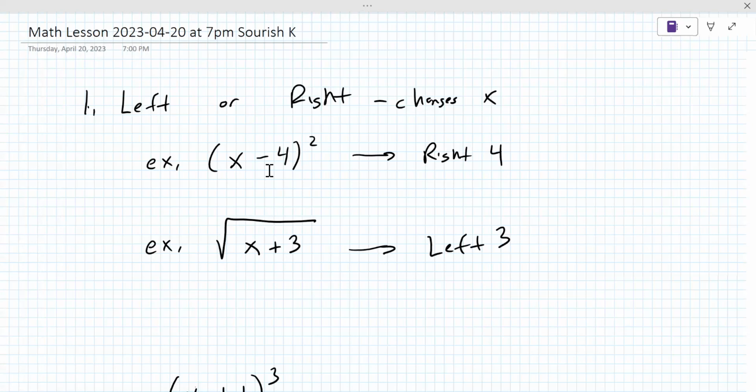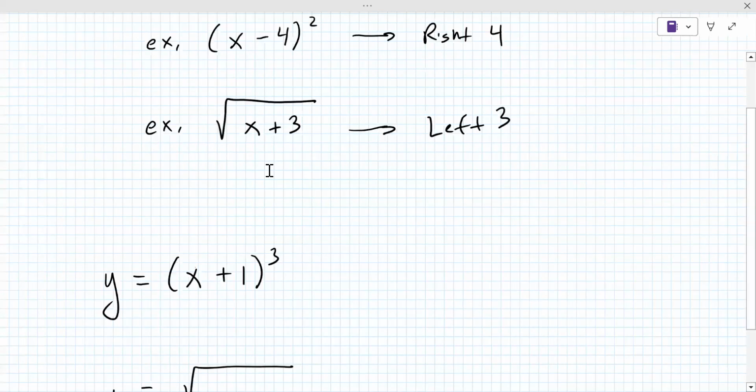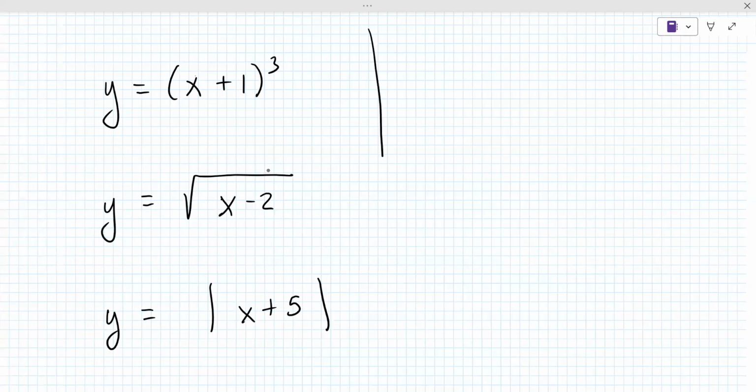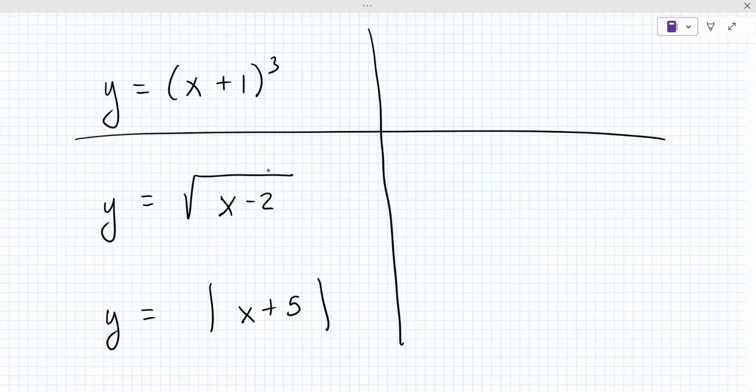Okay. Now we can get back to it. You've got this written down? Okay, so I'm going to give you 3 examples. For each of these, you're going to tell me left or right and how many. So whenever you're ready, give me your answer.